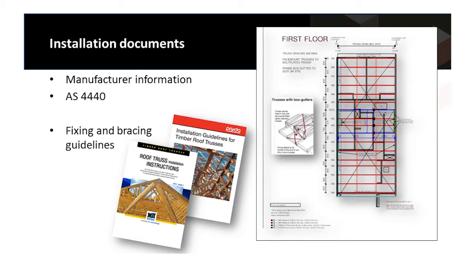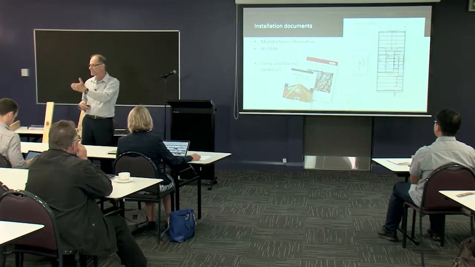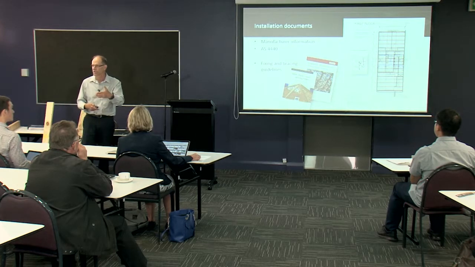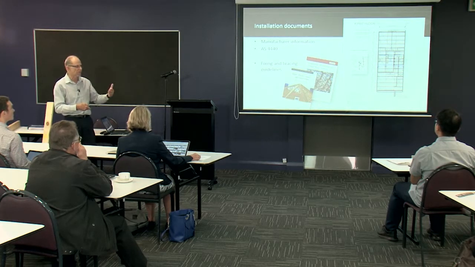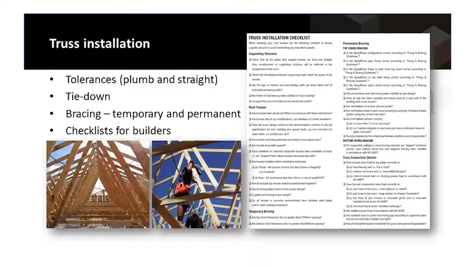There are some general installation documents, but each job will have some installation guidelines produced for it which outline what the tie-downs and supporting requirements for those particular trusses are. And often there's a checklist that the truss manufacturer will produce that guides the builder through the process of erecting those trusses, including putting the bracing up. If bracing is not done properly, then there can be significant problems in the performance of the trusses.